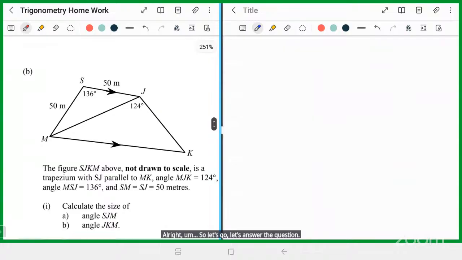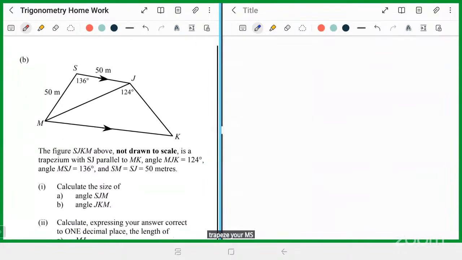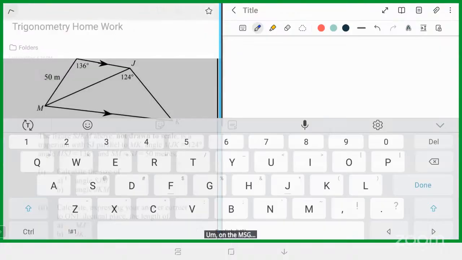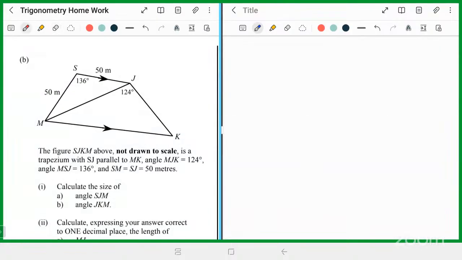The question says the figure SJ is not drawn to scale. It's a trapezium. SJ is parallel to MK. Angle MJK is 24 degrees. That's the angle right inside here. It's 24 degrees. Angle MSG is this one up here, 36 degrees. And then it says SM equals SG equals 50 meters. So this side and this side are equal.